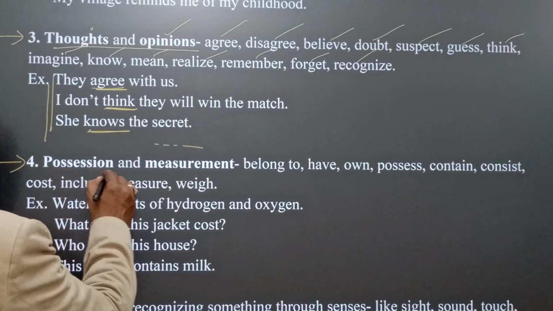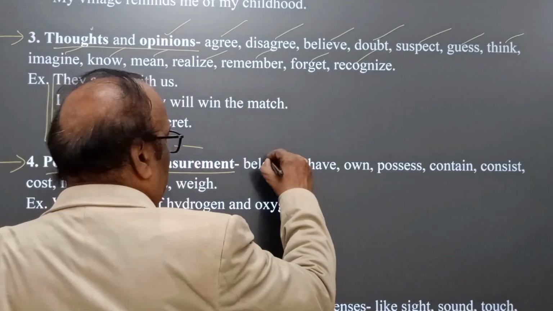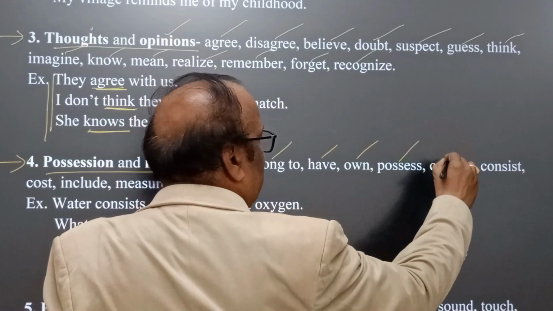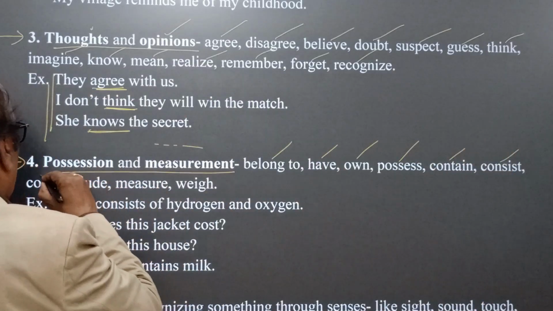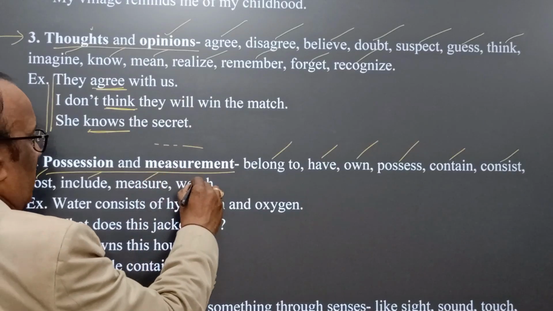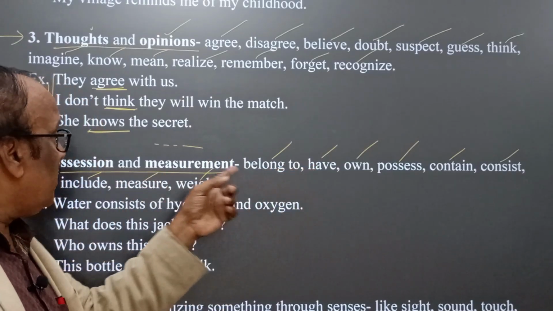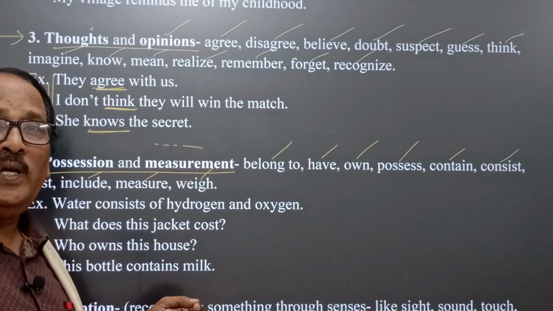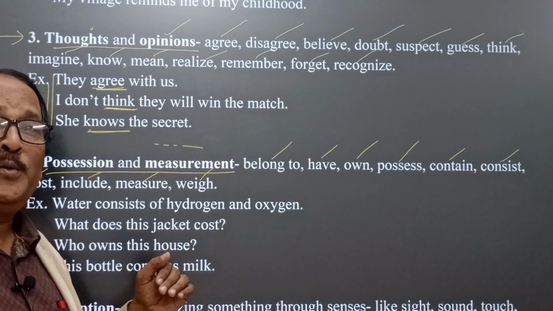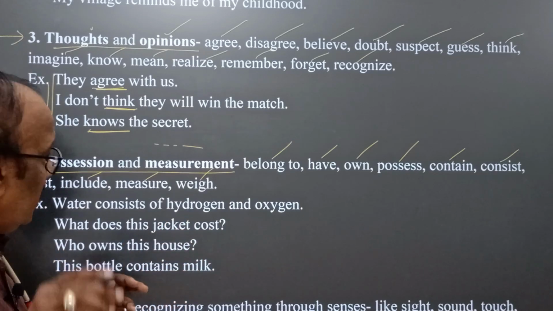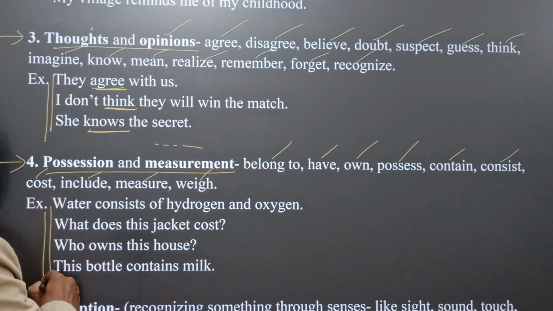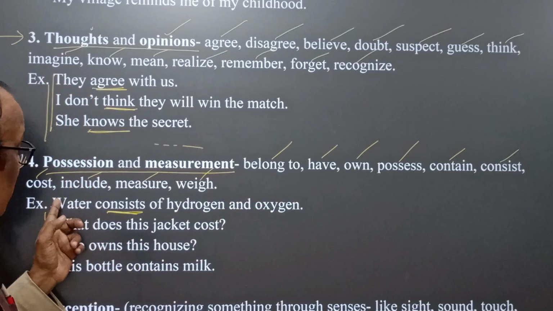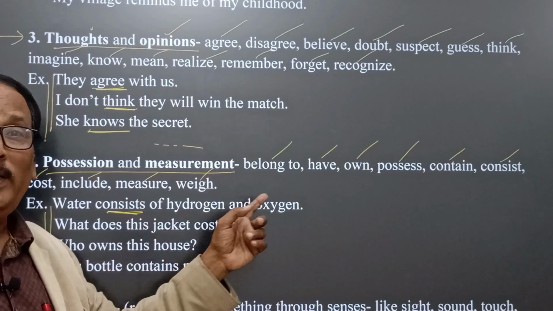Point 4. Possession and measurement. Remember, in this connection we find belong to, have, own, possesses, contain, consist, cost, include, measure, weigh. These stative verbs belong to possession and measurement. They are also stative verbs and they are not used in any progressive aspect. Yes, see now in examples, water consists of hydrogen and oxygen. So we cannot say water is consisting of hydrogen and oxygen.